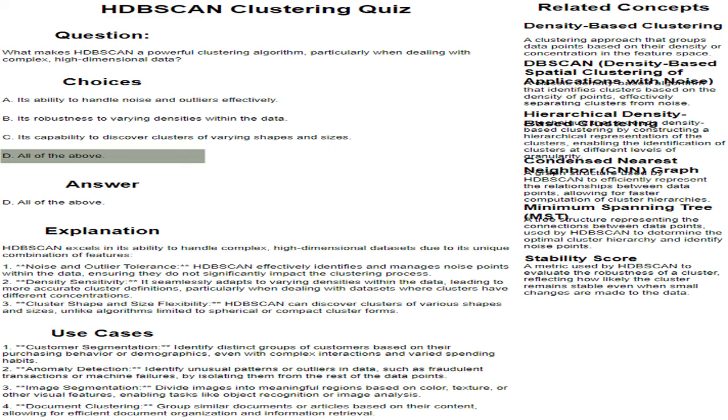Correct. This statement is accurate. HDBSCAN is highly effective at dealing with noise and outliers in data. It achieves this by leveraging its density-based approach, allowing it to disregard noisy points and focus on areas with a higher concentration of data points.